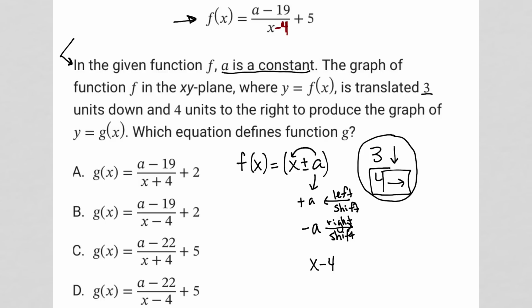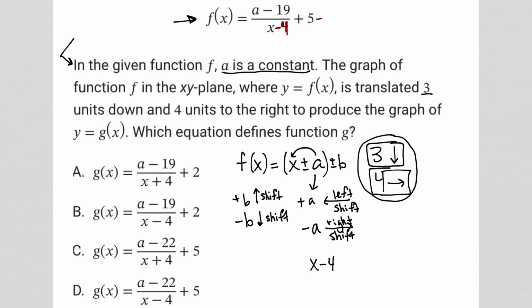Next, I'll say plus or minus b on the outside of parentheses. So this value is not directly attached to the x. That's where I get a vertical shift. So a positive b is going to shift up b units, and a negative b will shift down b units. We want to shift down 3 units, so I need to subtract 3 away from my x out here by itself. I should have used red for that to show the difference as well. So let's just do that.